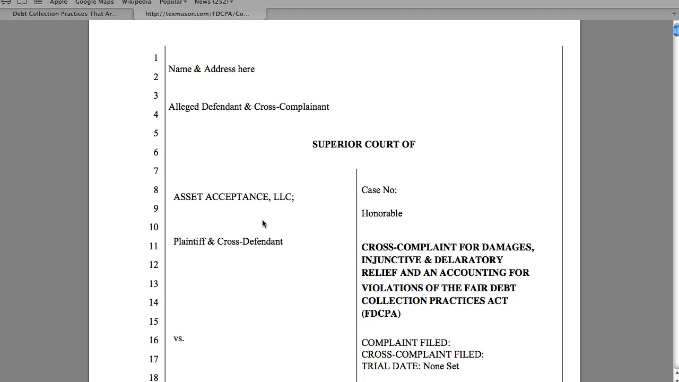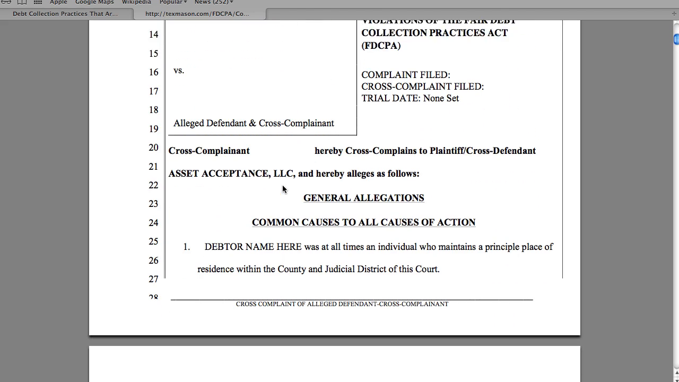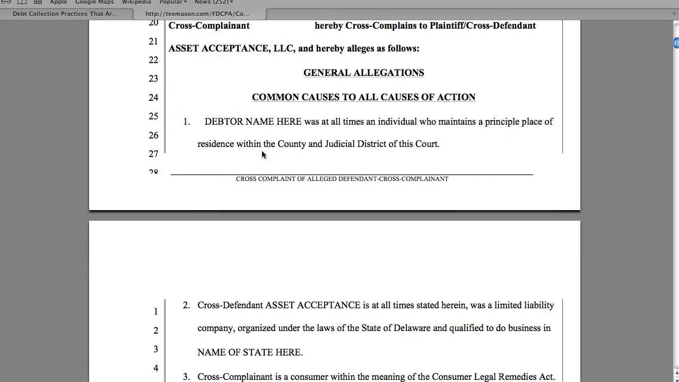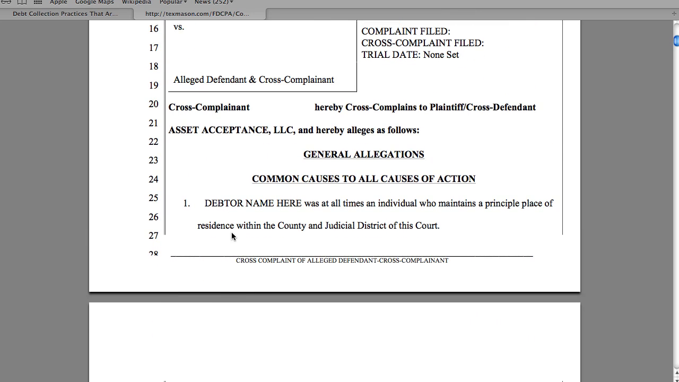So this is when they're ruining your credit and they're trying to threaten to sue you, or they do sue. This is your cross-complaint, and this is your rebuttal and your estoppel. So you got to read through this. Now, this is your setup right here. Notice it starts with your general allegations, common clauses to the action. I'm not going to read through this, but, well, let's read through a little bit.